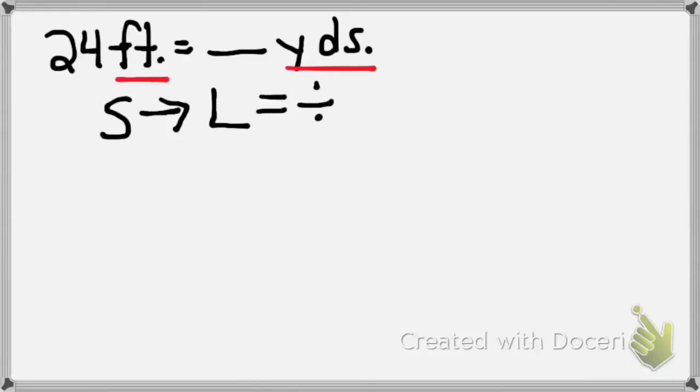Step number 3, I rewrite the given number, which is 24, and the operation that I just chose, which is division, because small to large told me to divide. Step number 4, I need to know what the conversion is between feet and yards or yards and feet. Again, for the test I'll have to have this memorized, but for now I can look back at my chart.